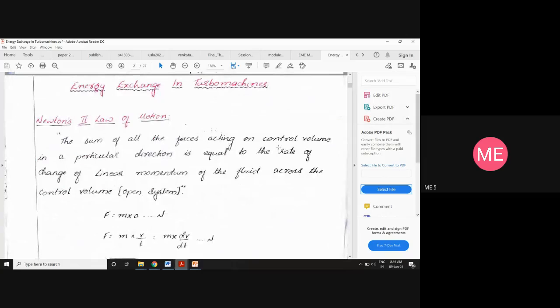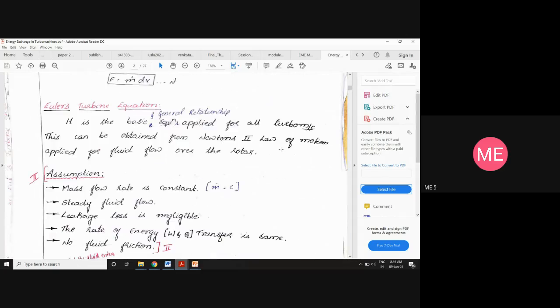Then, coming to energy exchange, or energy transfer through the turbomachine. In this module, an important question they will ask is Euler's turbine equation. What do you mean by Euler's turbine equation? All the modules start with Euler's turbine equation. Remember, the work done is equal to U1 VU1 plus or minus U2 VU2. That is called Euler's turbine equation. Here we'll come to know how that derivation, or how that expression, came. It is a basic and general relationship applied to all turbomachines.